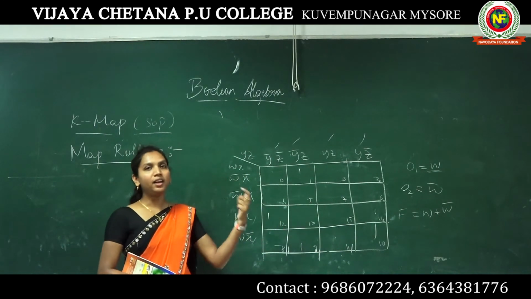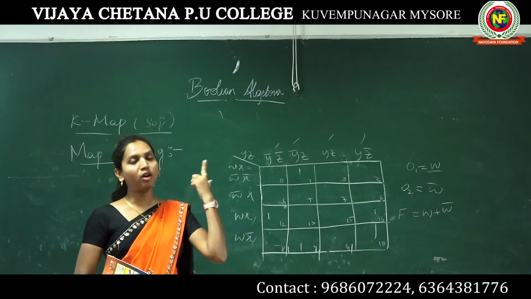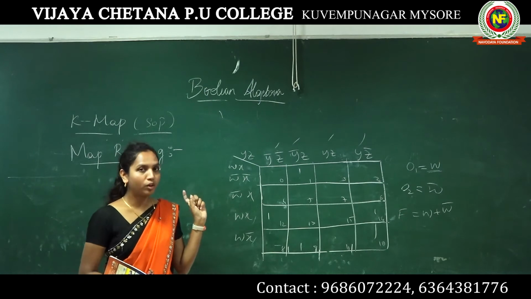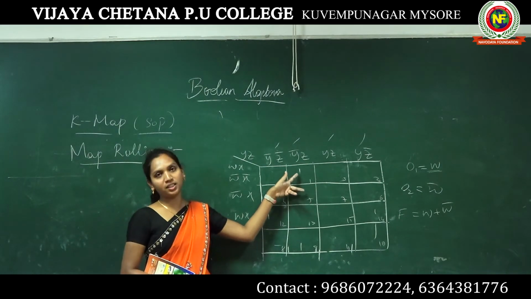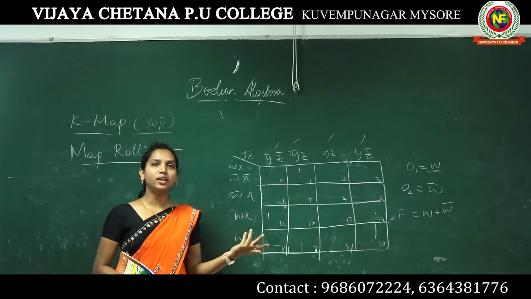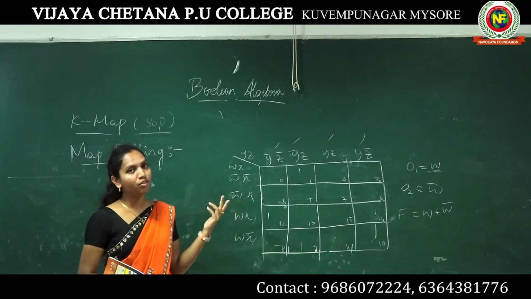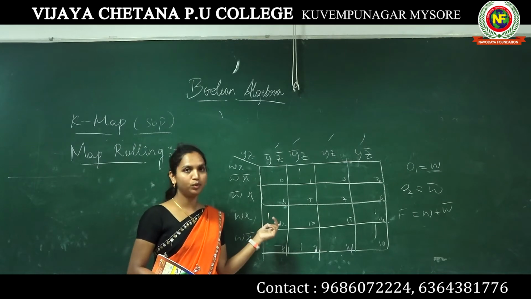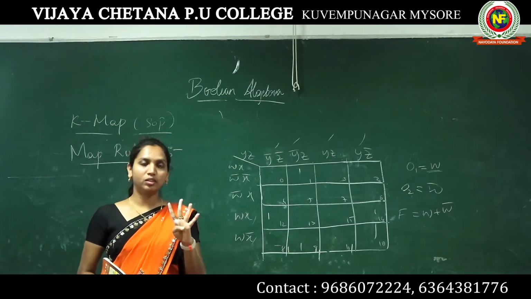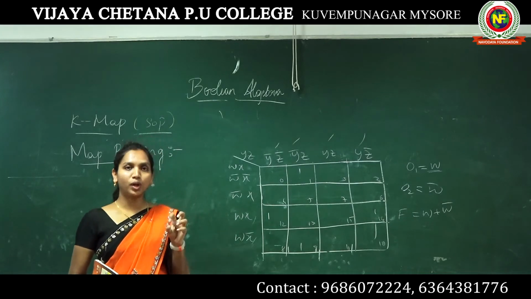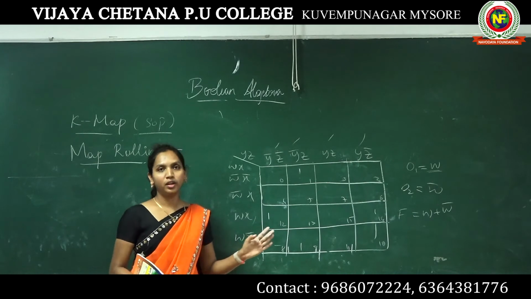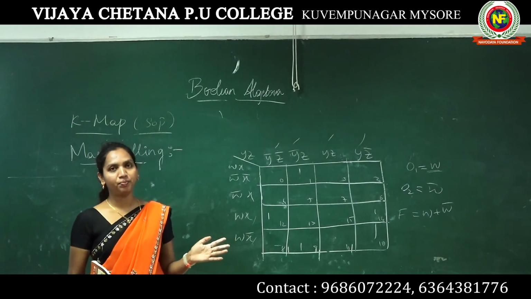So is it a pair, a quartet, an octet or a quad? No, nothing. Because for a pair, the 2 adjacent ones must be there. Is it there? No. For an octet, the 8 adjacent ones must be there. Is it there? No. And for a quad, 4 ones have to be together. Is it there? No. So all the ones are different or separated here.